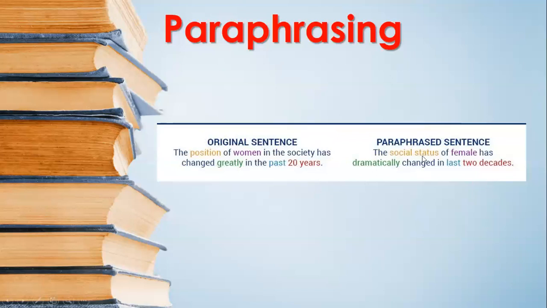Okay? So as you can see now, social status on the paraphrased sentence refers to the position. Women on the original sentence pertains to the female on the paraphrased sentence. Greatly in the original sentence refers to dramatically in the paraphrased sentence. In the last, in the paraphrased sentence, refers to the past in the original sentence, and the time frame on the original sentence, 20 years, is 2 decades in the paraphrased version.